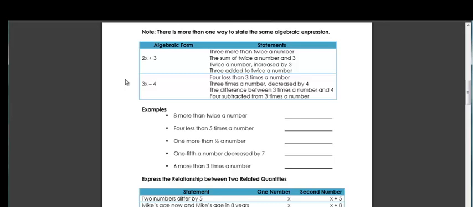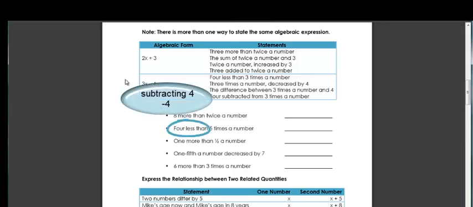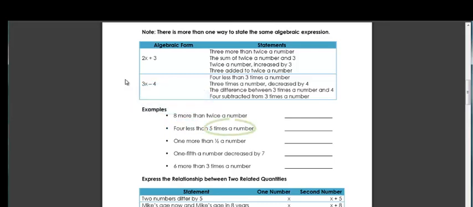Example number 2 says 4 less than 5 times a number. So the 4 less than tells you you're going to be subtracting 4, and the 5 times the number part will tell you that you have 5x. So your final answer should be 5x minus 4.